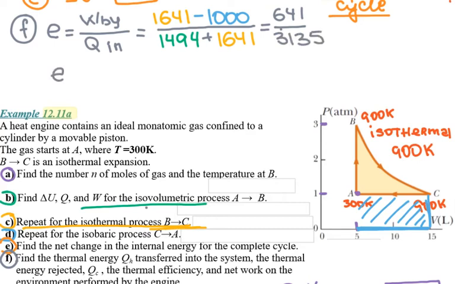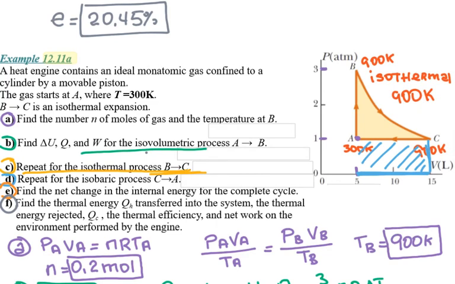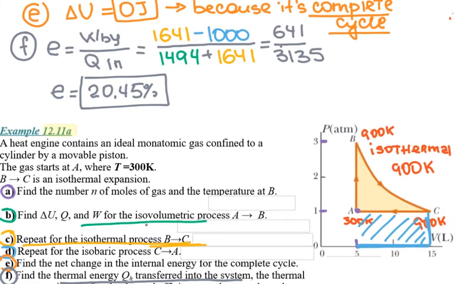And from here I see that the efficiency is equal to 20.45%. So to answer F correctly, we have the thermal energy transferred into the system and ejected by the system, so the sum of all heat is 3135 joules.